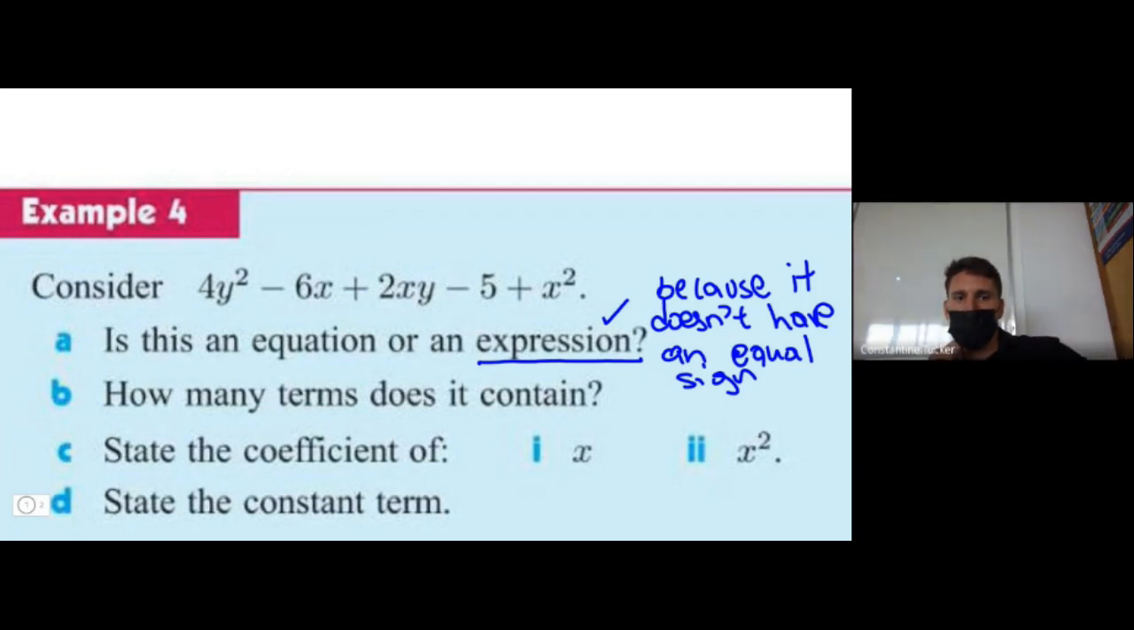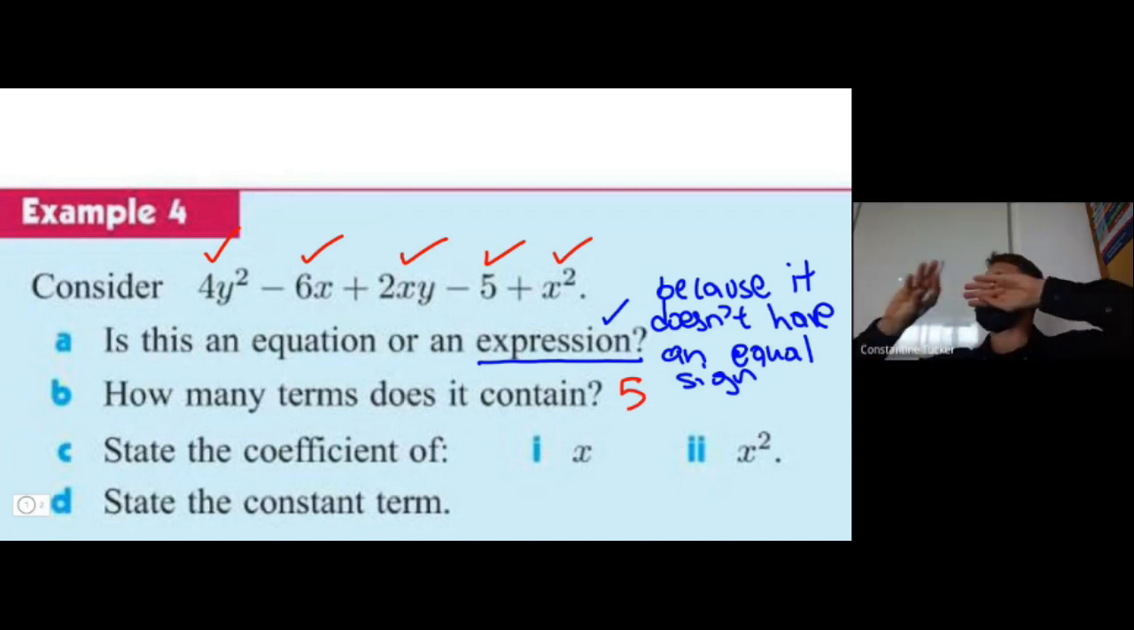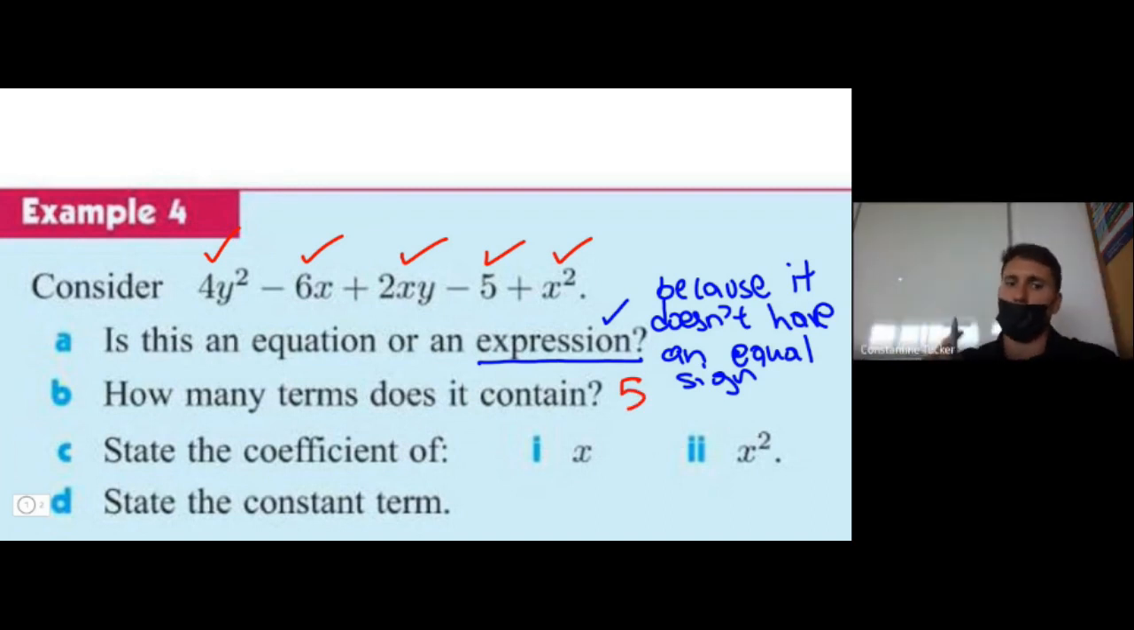How many terms does it contain? Let's count. 1, 2, 3, 4, 5. So we have 5 terms. Remember, terms are the little building blocks of an expression. How many different little things do we have?